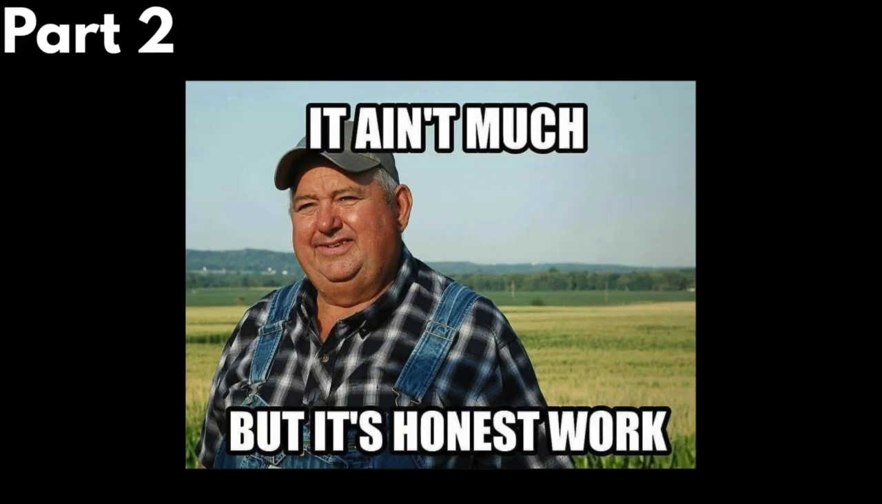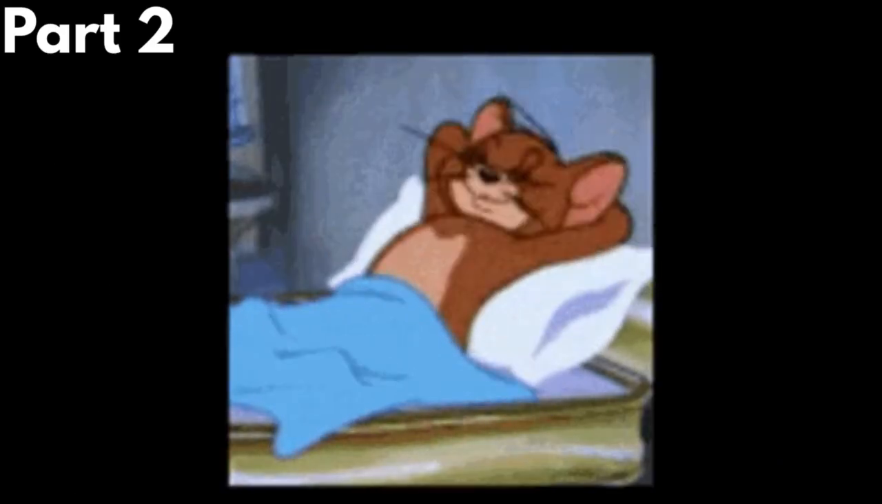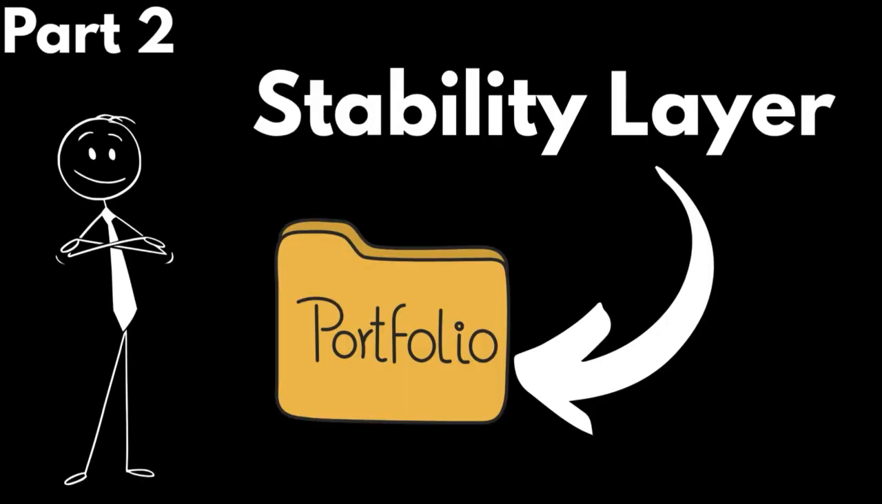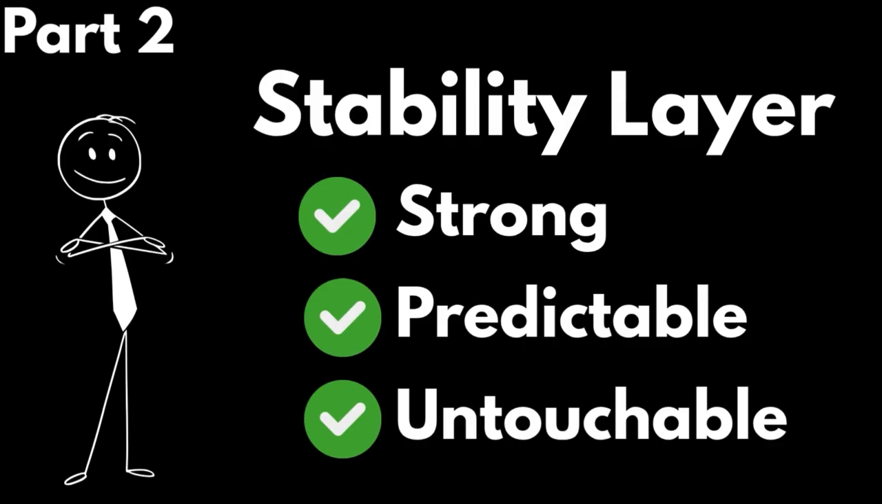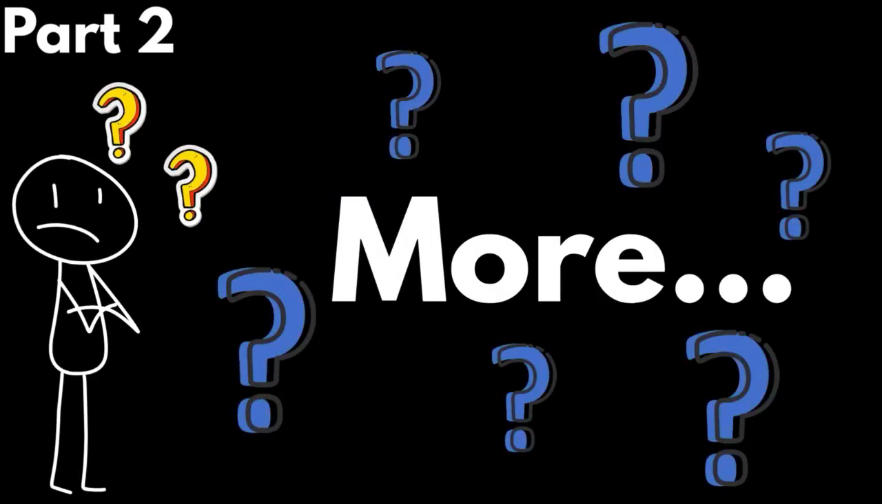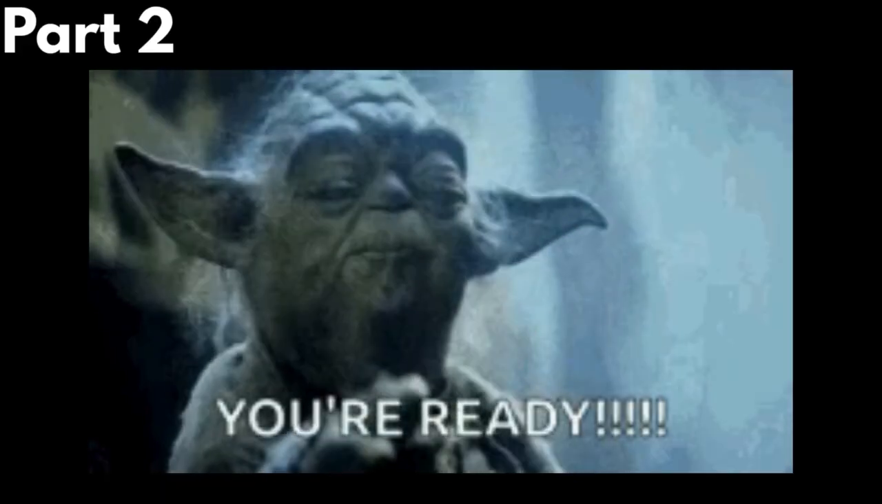This layer is not for wild gains. It is for reliability, for the kind of income you can count on when markets panic. These are your sleep-well-at-night stocks. The stability layer is your portfolio's backbone. Strong, predictable, untouchable. But what if you want more than just survival? What if you want your dividends to grow and evolve, just like you? Then you are ready for the next level.